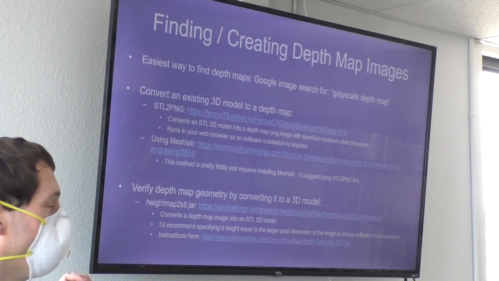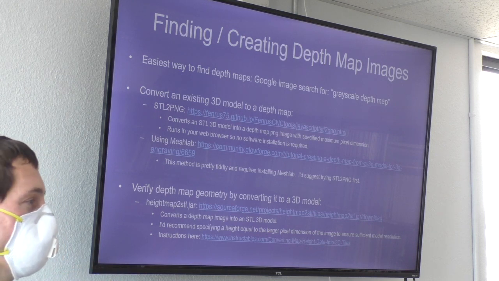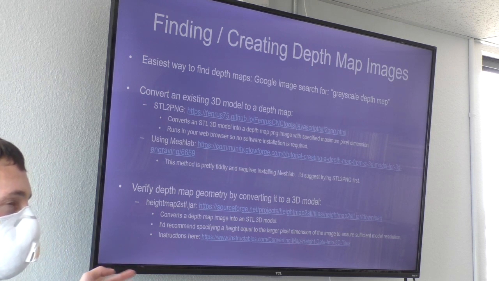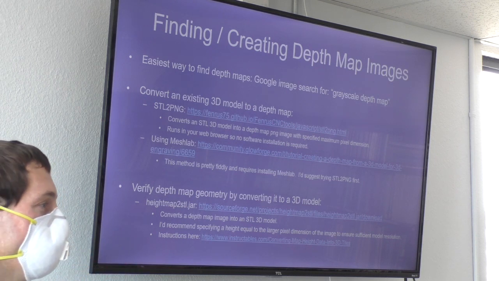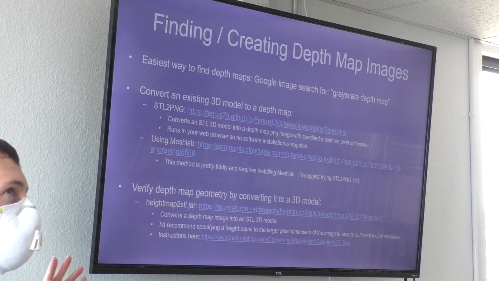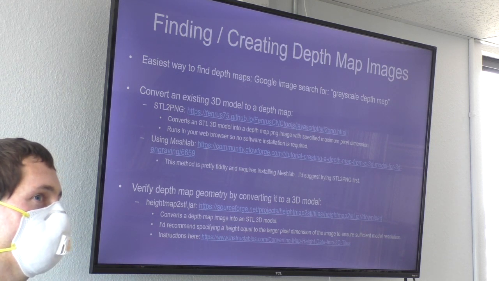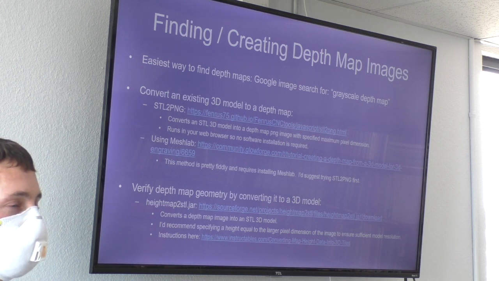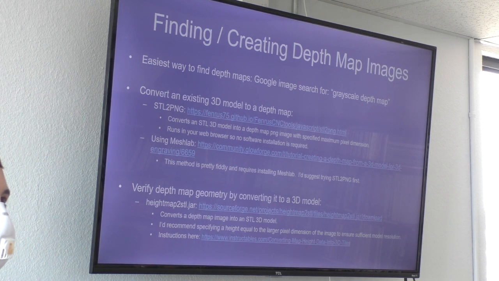And then the way you can verify if a given depth map is going to give you a good result is by converting it back to a 3D model. And this script will do it. It requires you to at least have Java on your computer. And this worked out great when I was doing some slight modifications on the depth map. So for instance, in Photoshop, you can go through and increase the contrast on the image, and it'll make it look sharper and more contrasty, and then that will translate into more depth difference in the final output.